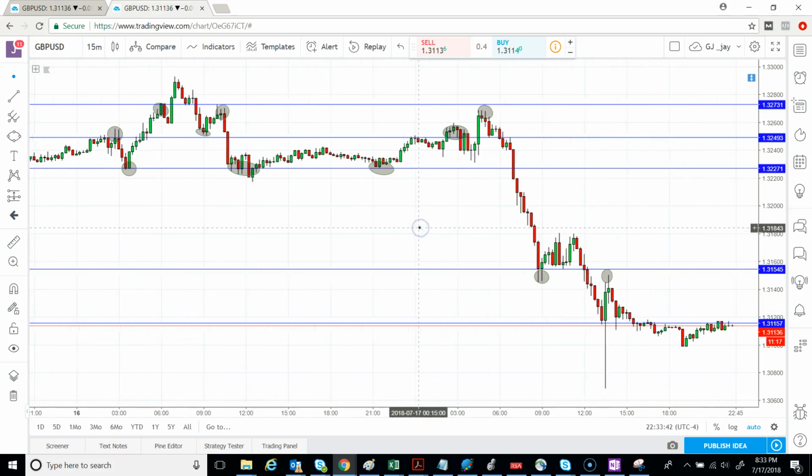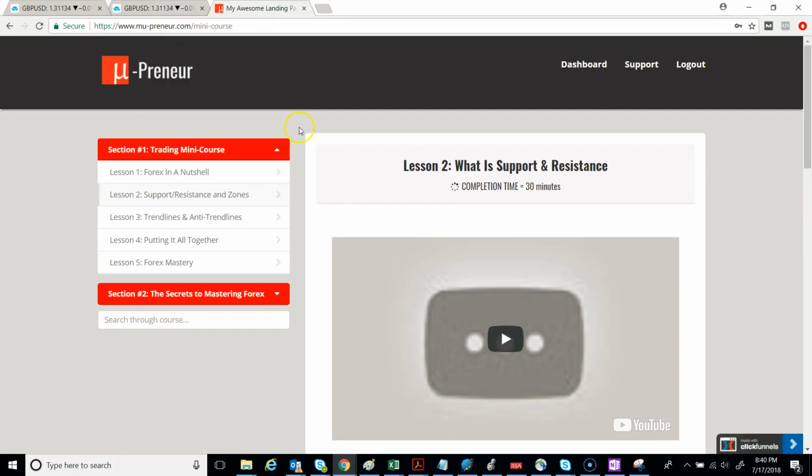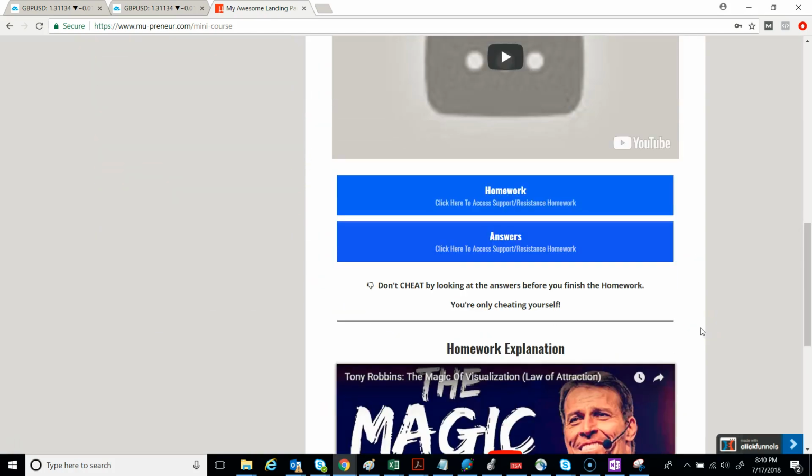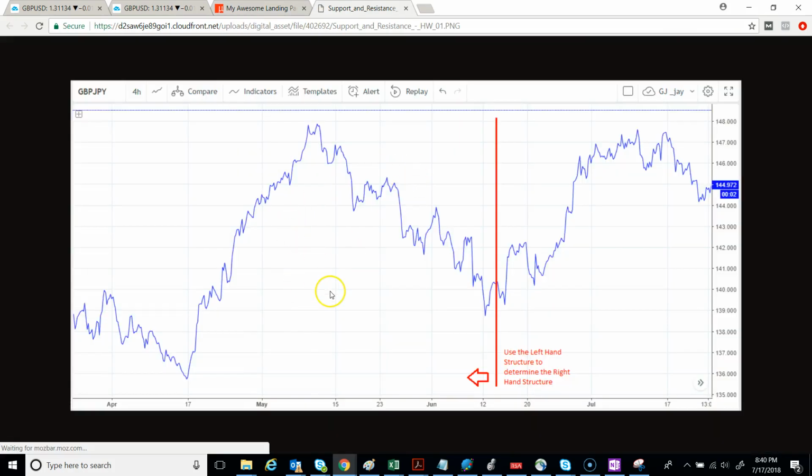So for your homework, let me show you what it is that you're going to do for your homework. So for your homework, when you go into your program page, you're going to see down here a button that says homework. When you click on that, it's going to open this sheet.